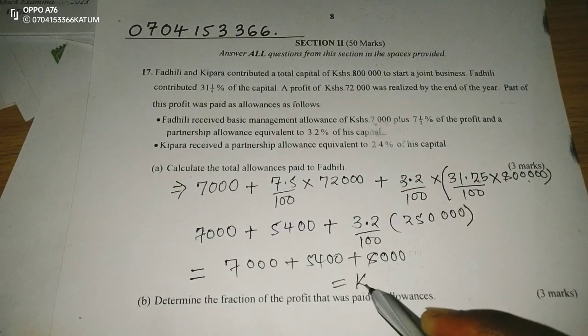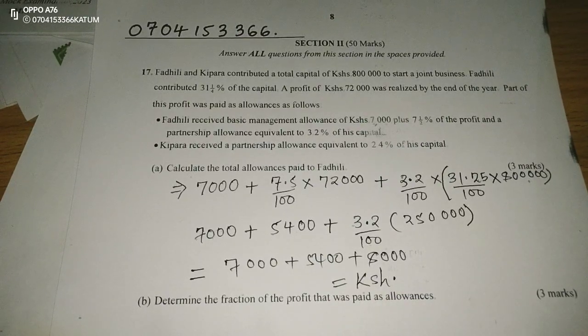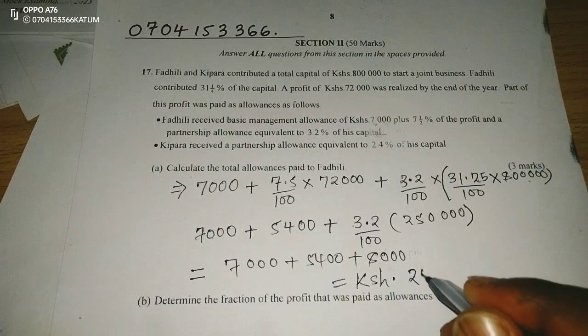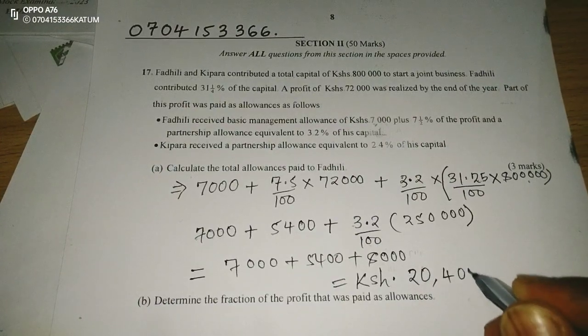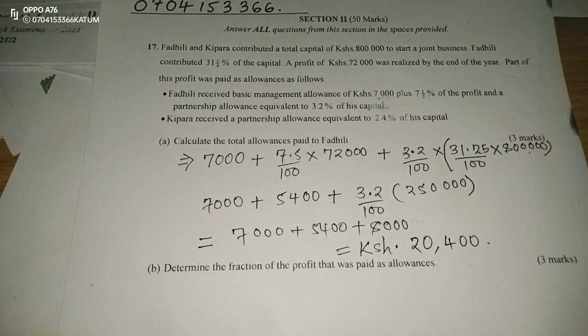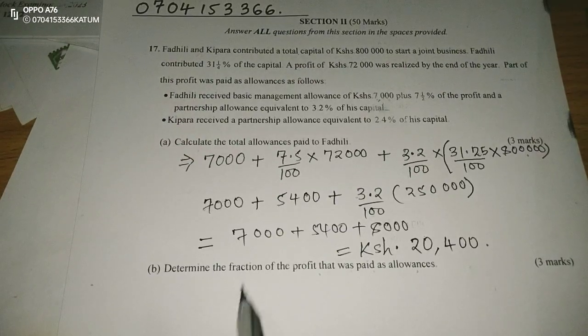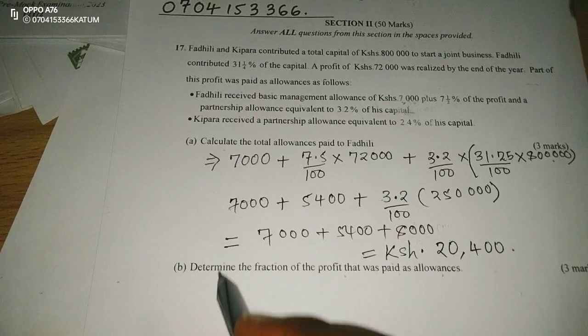This gentleman is going to get allowances equivalent to, when we add 5,400 and 7,000 and 8,000, 20,400 Kenya shillings. So that is the total allowances which were paid to Fadhili. The next is to determine the fraction of the profit that was paid as allowances. So we should also get the allowances to Kipara.